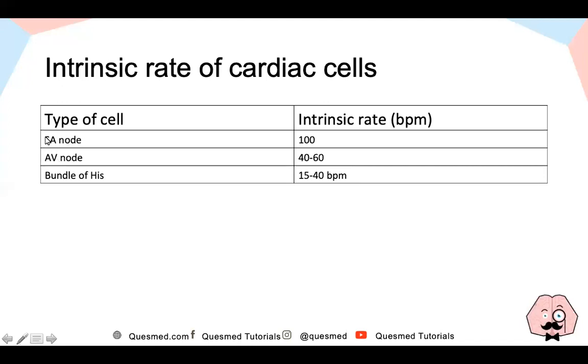So our SA node intrinsic rate is about 100 beats per minute, our AV node is about 40 to 60, and the bundle of His is around 15 to 40 beats per minute. Okay.